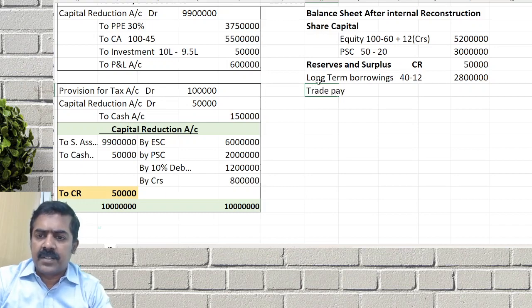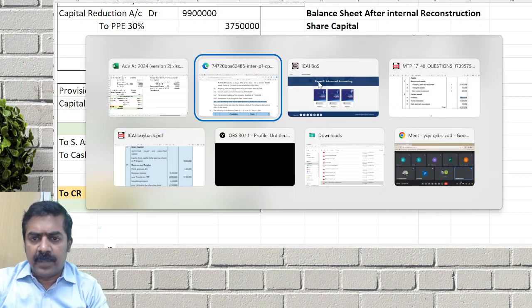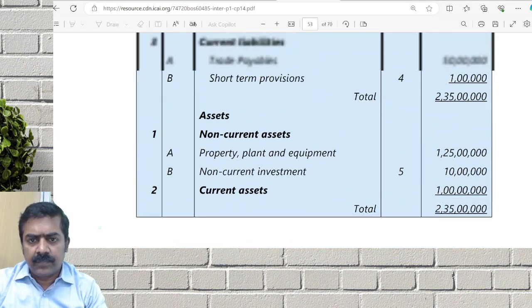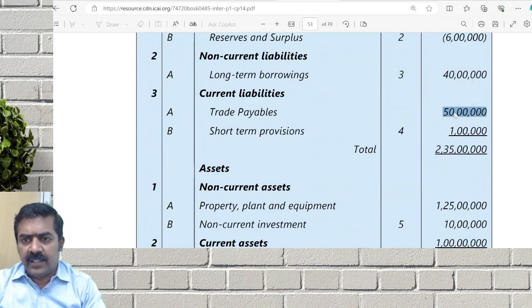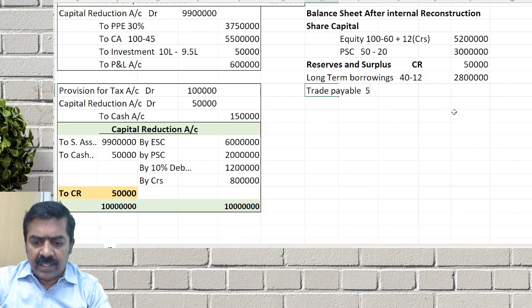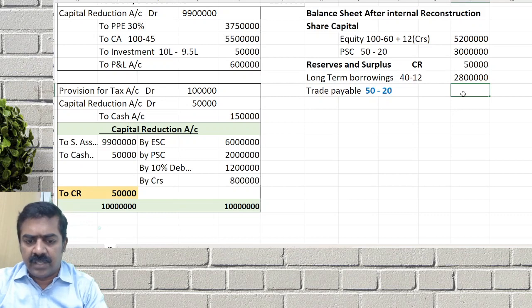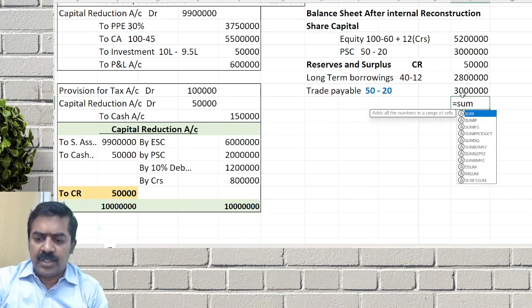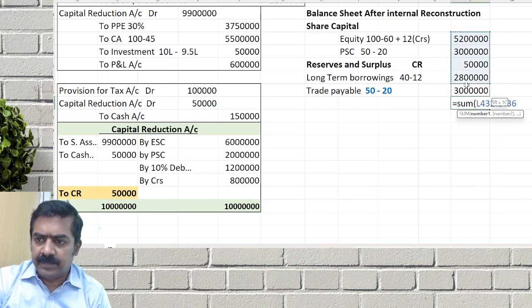Then trade payables. What is given as trade payables in the old balance sheet? 50 lakhs is there, isn't it? In that 50 lakhs, adjustment is made to the extent of 20 lakhs. Something is settled, something is waived. Anyhow, that is to the extent of 20 lakhs. Balance how much will come? 30 lakhs will come. Provision for tax will not come. It is paid.